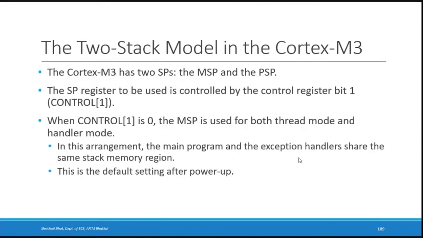There are two bits, control bit 0 and control bit 1. In that, control bit 1 indicates which stack pointer is used. If control bit 1 is 0, then we are using the main stack pointer. If control bit 1 is 1, then you are using the process stack pointer, right?